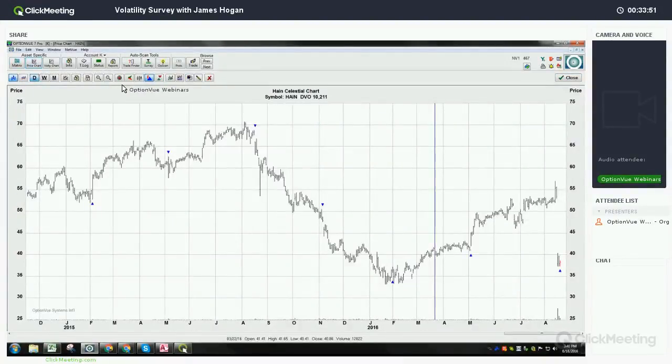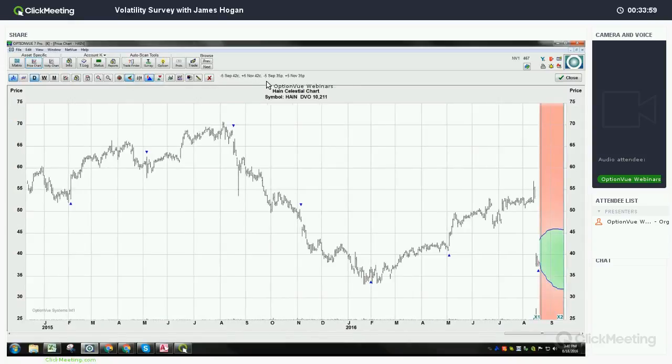Okay, if I go back to the price chart now and click on this little button here, it shows us the profit zone on the price chart for this trade, potentially. It shows you the trade that I'm looking at right up here at the top, above where it says Haynes Celestial Chart. You can see this is a pretty nice little range that you're going to have gains in.